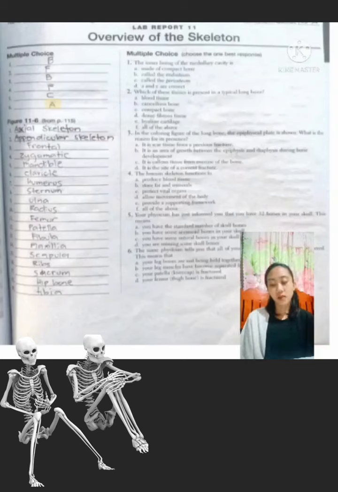Number 4. The human skeleton functions to... The answer is F, all of the above. Number 5. Your physician has just informed you that you have 32 bones in your skull. This means the answer is C. You have some sutural bones in your skull. Number 6. The same physician tells you that all of your knee ligaments have been severed. This means that the answer is A. Your leg bones are not being held together very well.